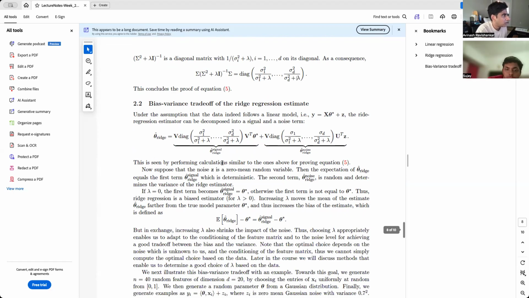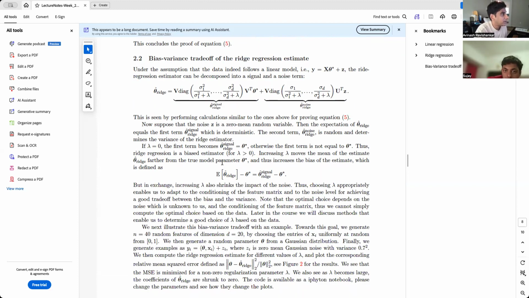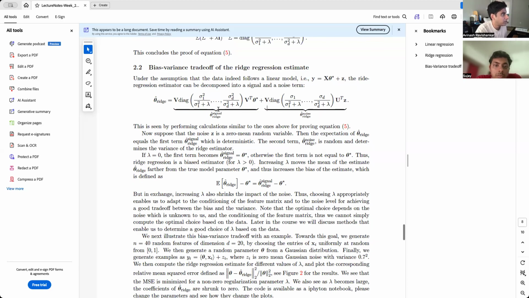Okay, great. Bias variance is definitely going to be on the test, he said. Wait, wasn't it squared? I thought it was squared. So this is just decomposing the theta hat from ridge between the signal and the noise term.